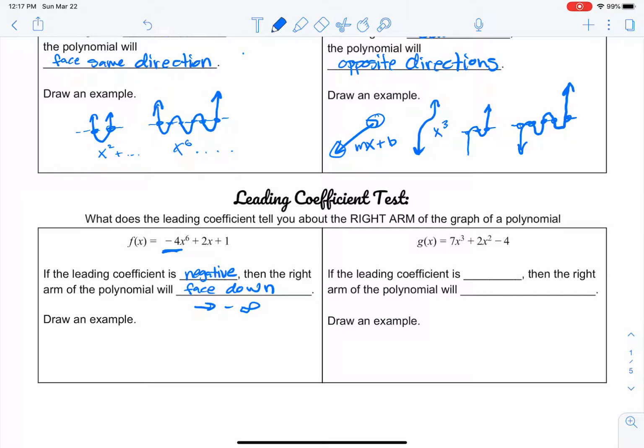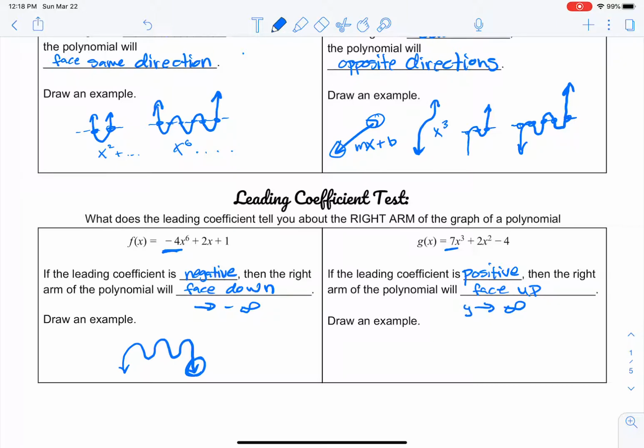So if you have an even function, like this one is, to the power of 6, then you have something like this, and the arms are going to face down. In this case, both arms will face down because this is an even degree, but the key here is the rightmost arm is going to face down because it's negative. So if the leading coefficient is positive, then the right arm of the polynomial will face up, or it's going to go toward positive infinity.